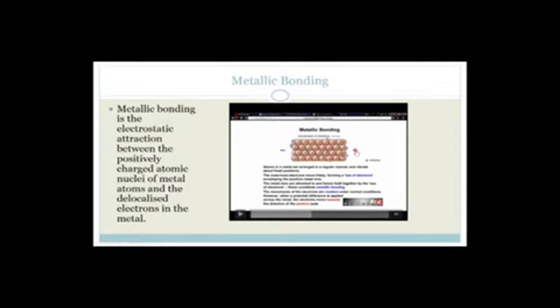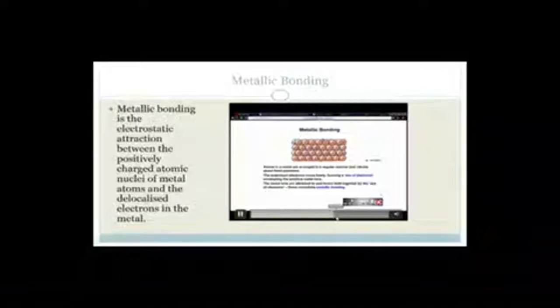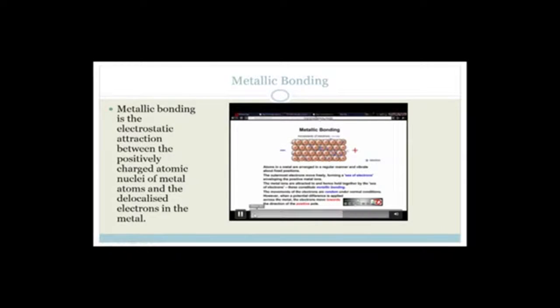However, if we put a positive charge over here and a negative charge over here, the electrons all flow in one direction towards the positive pole. So if we go back for a second, it just repeats, so we have to wait for it to get to that point so I can show it to you. There we go. Now you can see it going towards the positive pole.